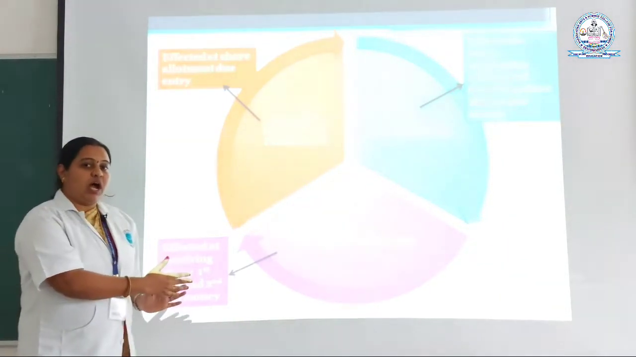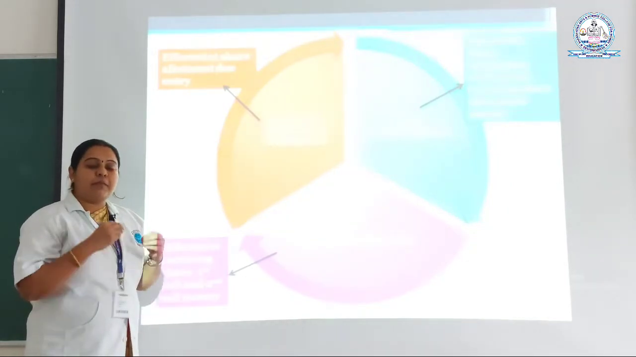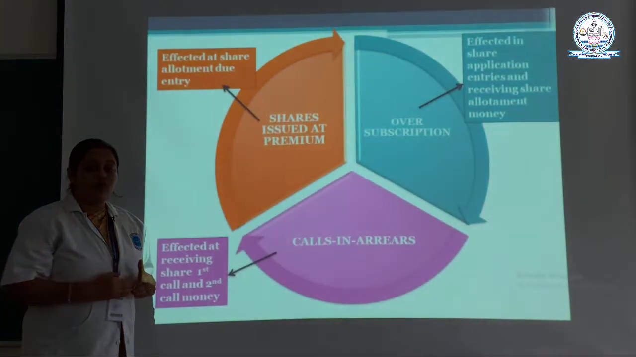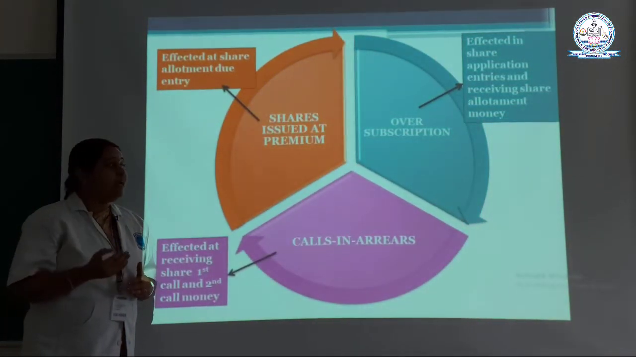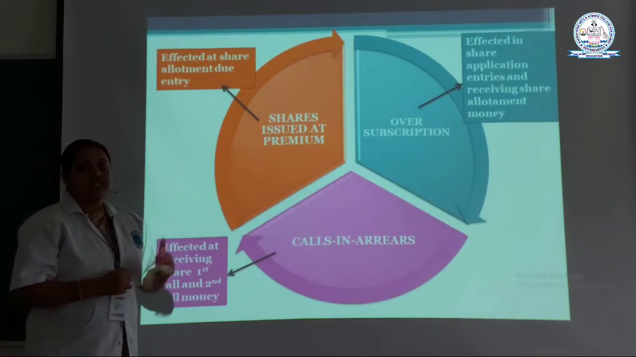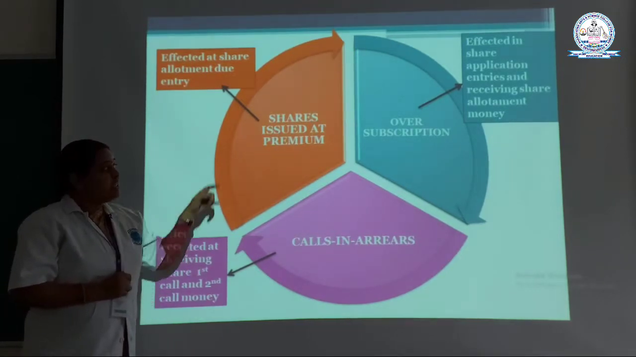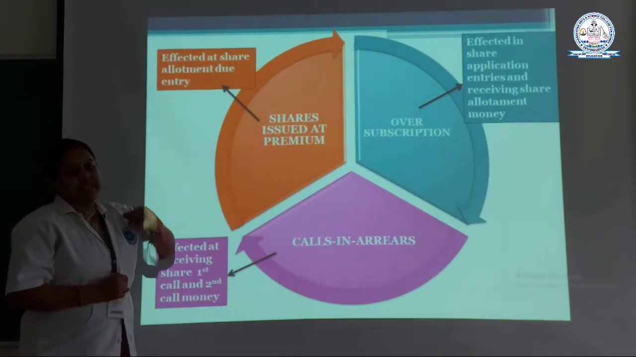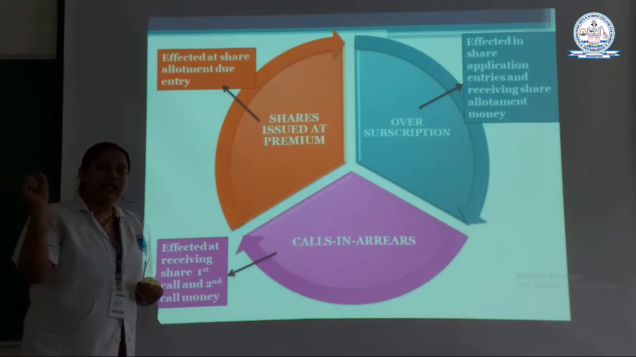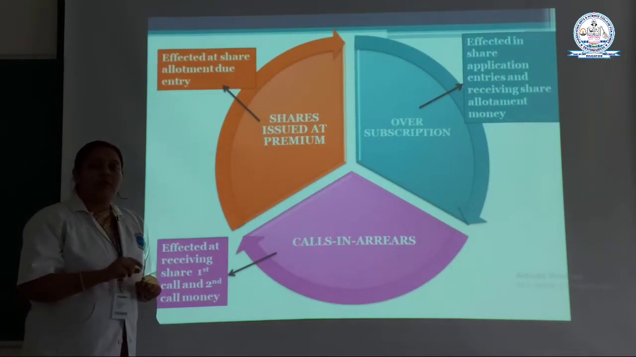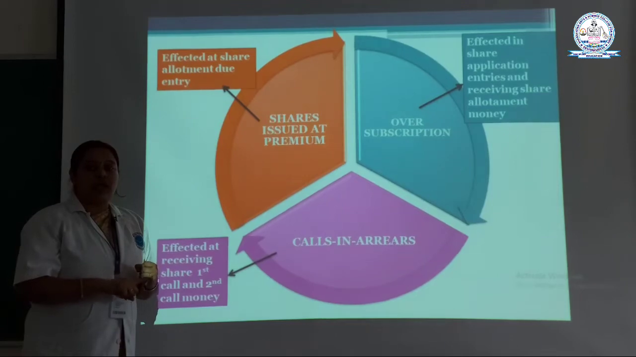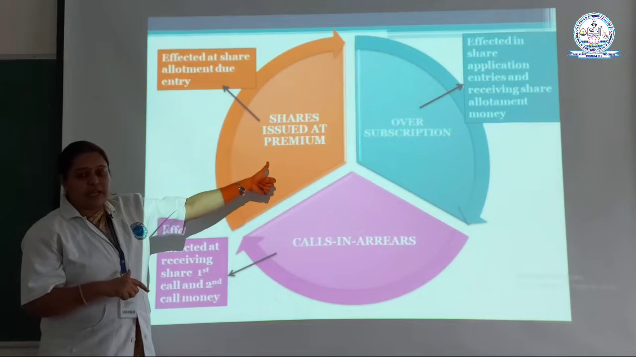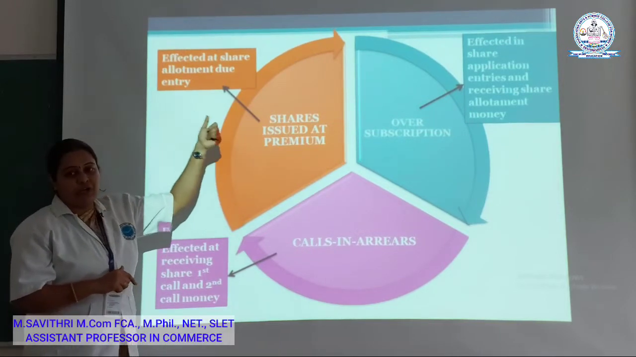So you can see this chart. I have clearly explained from this question what we are going to do. This sum requires you to keep 3 things in mind. One is that the shares are issued at premium. When shares are issued at premium, it affects the allotment stage, because that premium is collected in the stage of allotment. In allotment there are 2 entries, one is the due entry, another is receiving allotment money. So shares issued at premium will affect the allotment due entry.